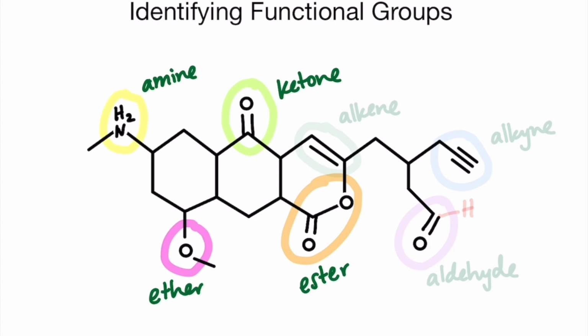Above the ester, we have a double bond, and this is called an alkene. A carbon-carbon double bond specifically. Next, we have what looks like another ketone, but it is only bonded to one other R group. If we add in the other bond, it is just a bond to a hydrogen atom. This is called an aldehyde.